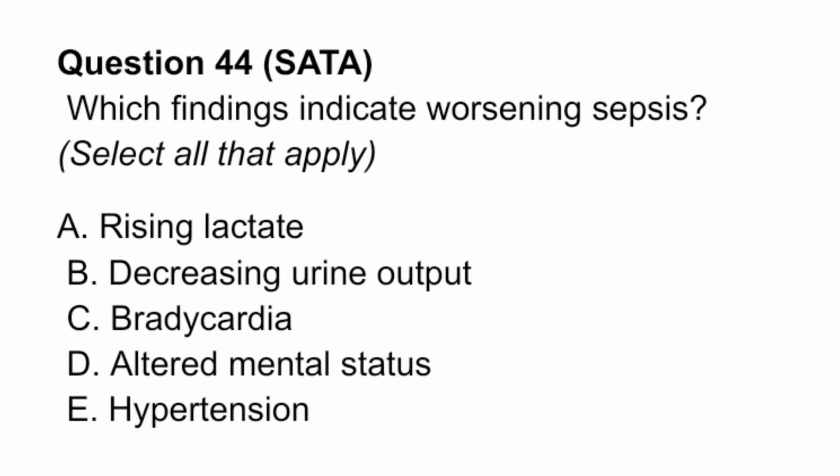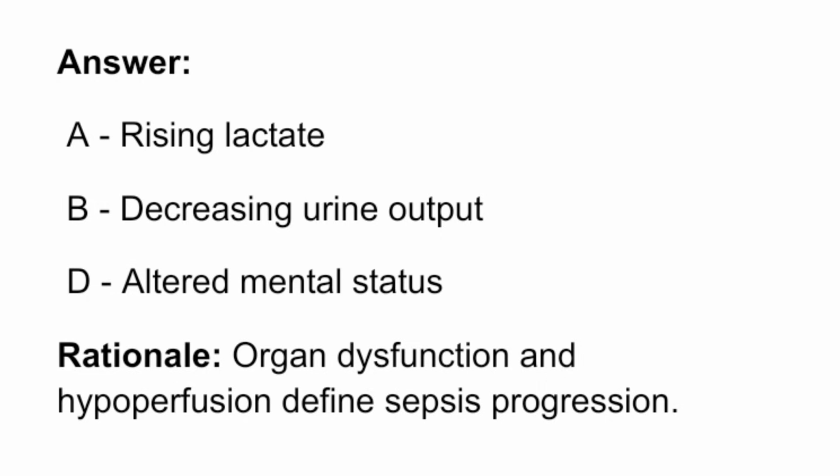Question 44. SATA. Which findings indicate worsening sepsis? Select all that apply. A. Rising lactate. B. Decreasing urine output. C. Bradycardia. D. Altered mental status. E. Hypertension. Answer: A. Rising lactate. B. Decreasing urine output. D. Altered mental status. Rationale: organ dysfunction and hypoperfusion define sepsis progression.